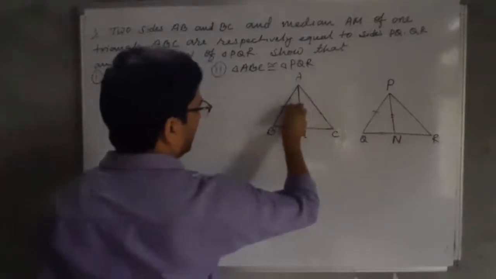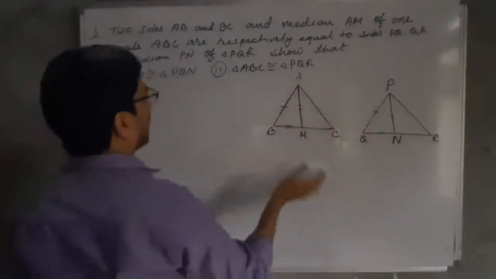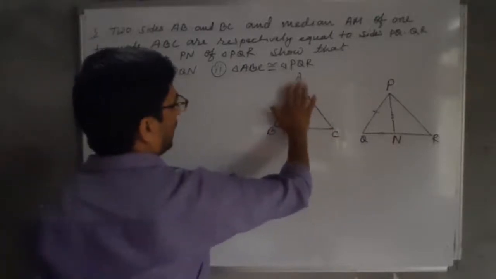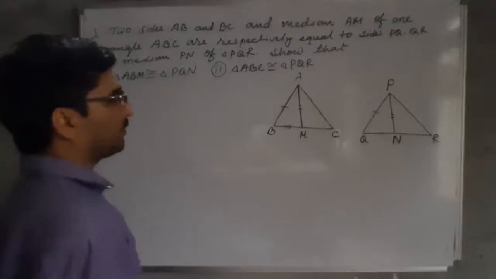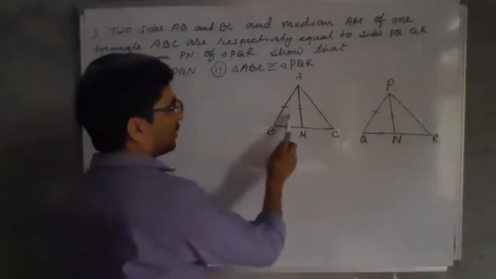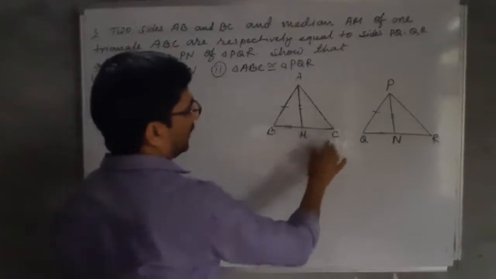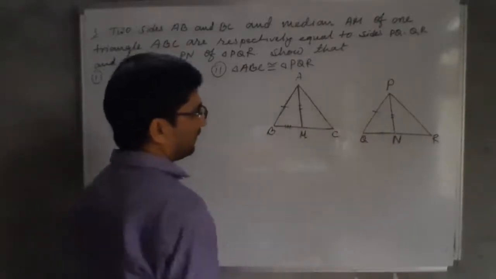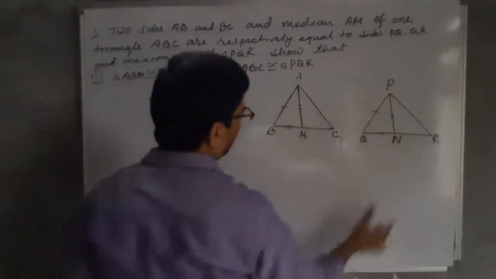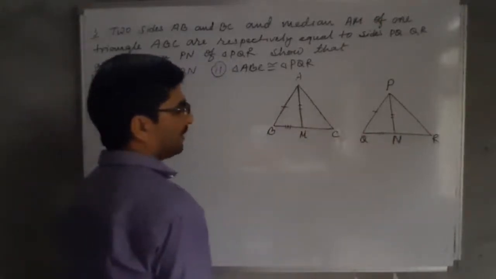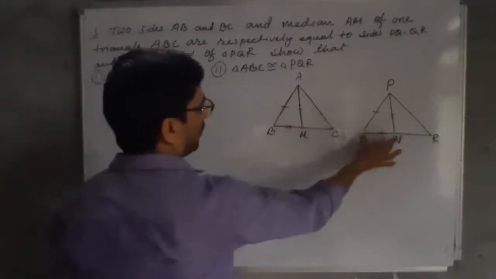This triangle ABM congruent to PQN first, and again second one, whole triangle ABC congruent to triangle PQR. Okay, how can you prove this one? You check first this small triangle. Since BC is equal to QR, it is given AM is the median. That's why half of BC equals half of QR. Median bisects the opposite side. That means half of BC you can write is BM equal to QM.